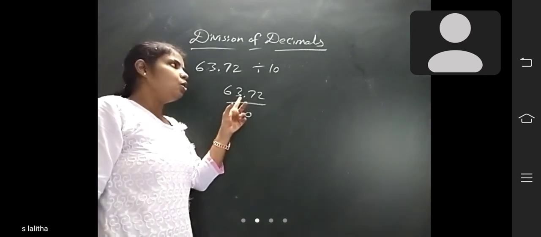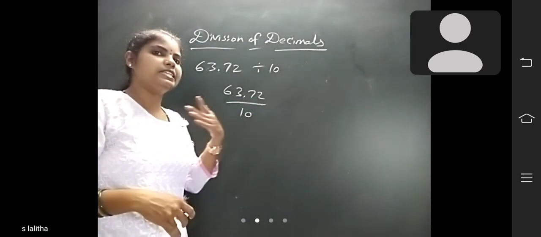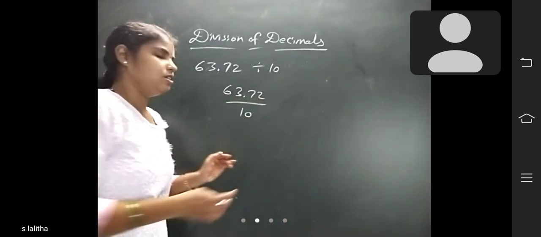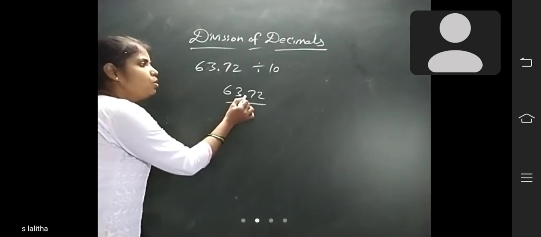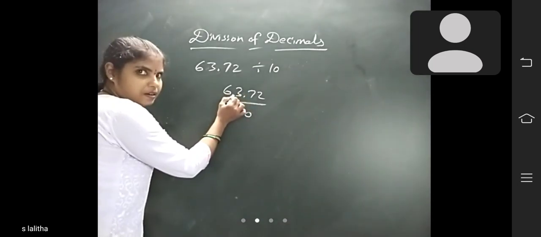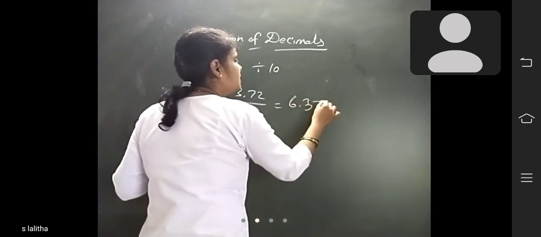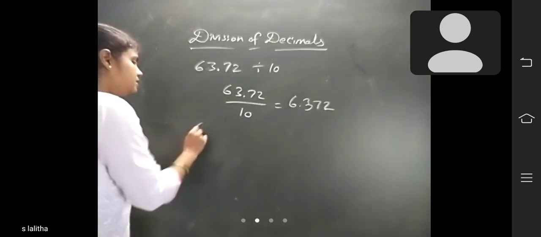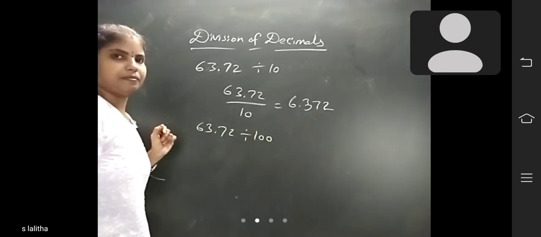Now you should move the decimal point to the left side, not the right side. Right side means it is multiplication. Left side means it is division. So here division is there, and there is one zero. So this decimal point moves one place to the left side. So what is the answer? 6.372.